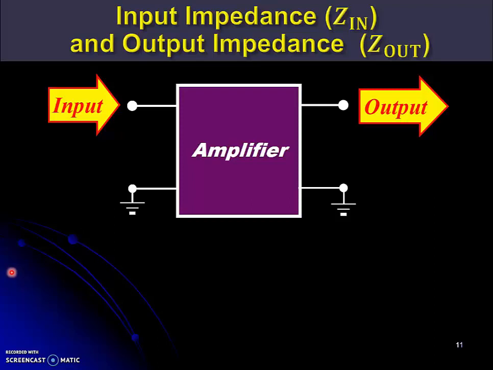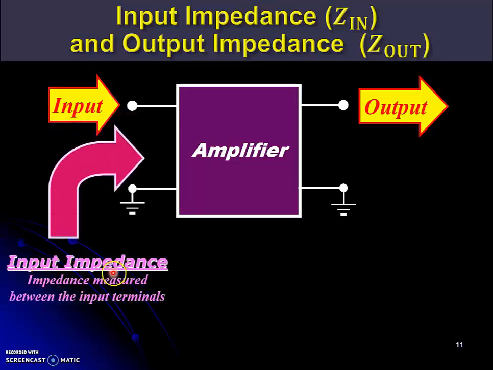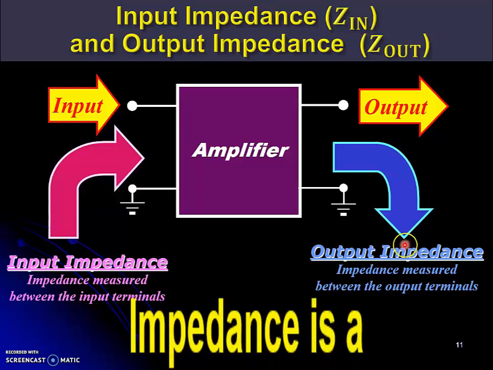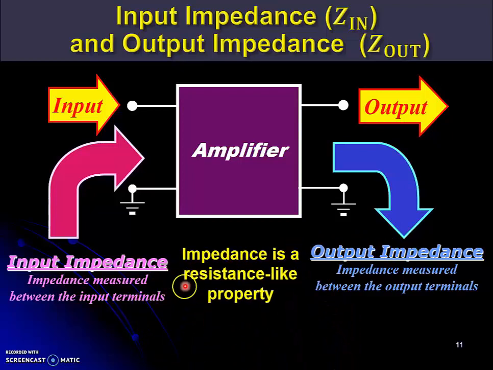In this slide, we discuss the input impedance and the output impedance. Don't confuse that the input impedance is a signal and the output impedance is another signal. Impedance is not a signal. It is a resistive-like property. It is calculated by Ohm's law.